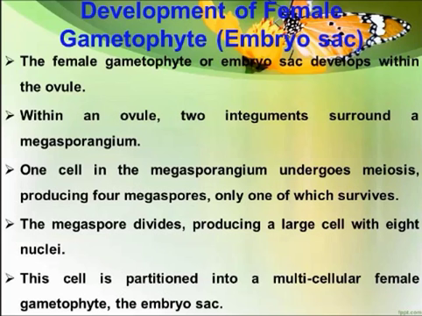The megasporangium undergoes meiosis to form megaspore in a process called Megasporogenesis. The resulting megaspore in turn divides mitotically 3 times, remember 3 times, to form the female gametophyte or embryo sac in a process called Megagametogenesis.